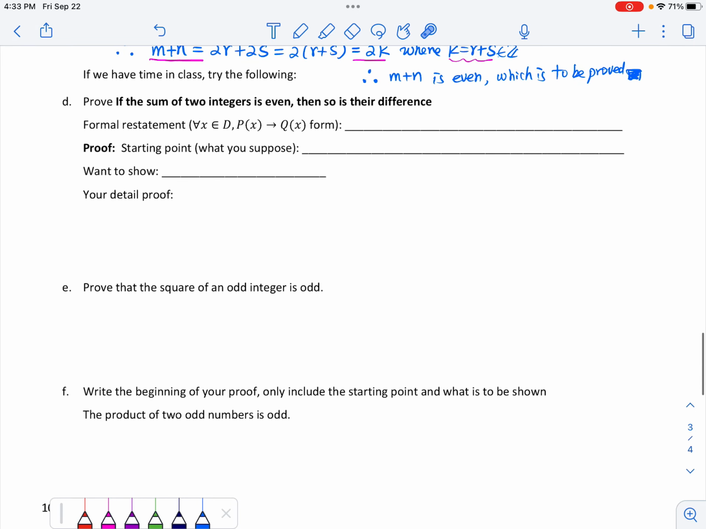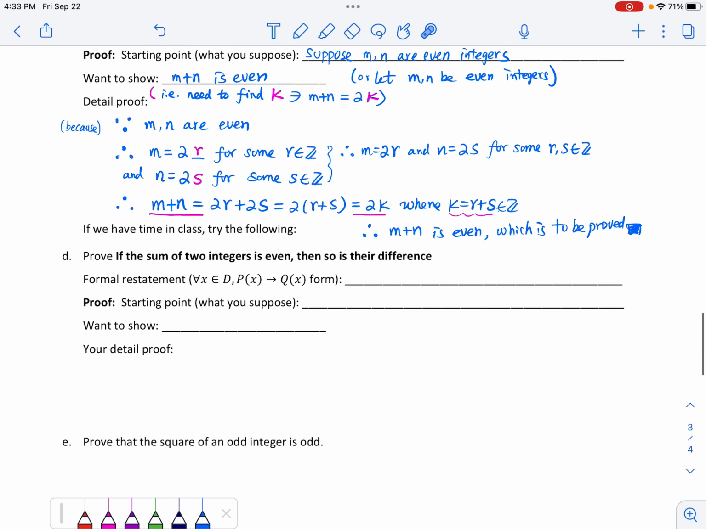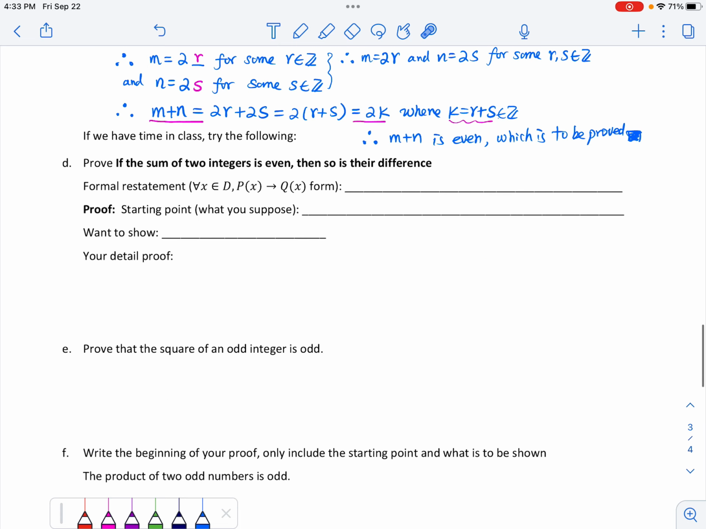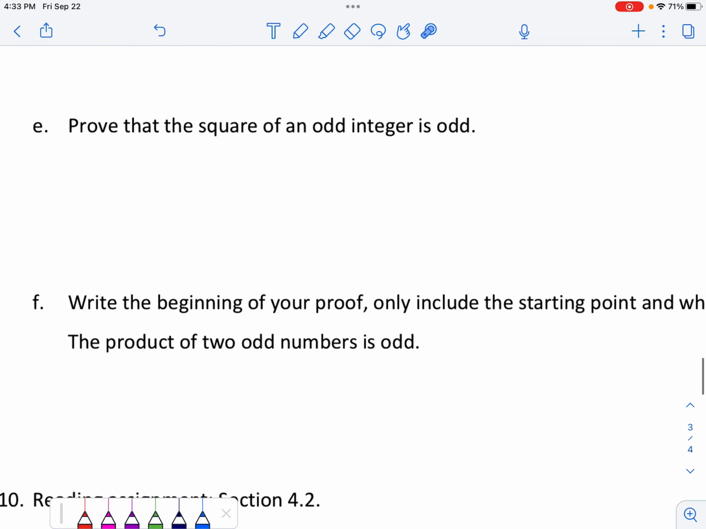Now let's prove the next statement. I will leave this for you as an exercise. This actually should be quite similar to theorem 4.1.1, a good exercise for you. Let's take a look at the next one.